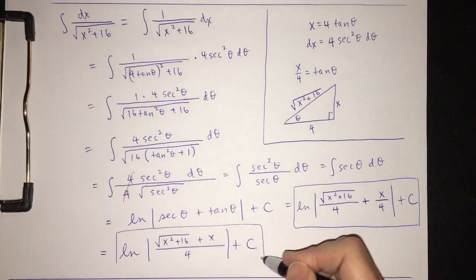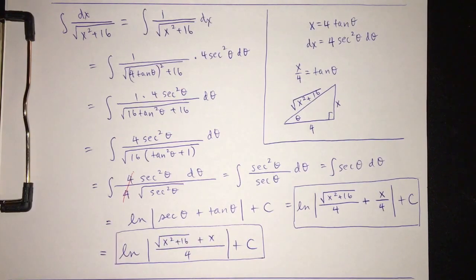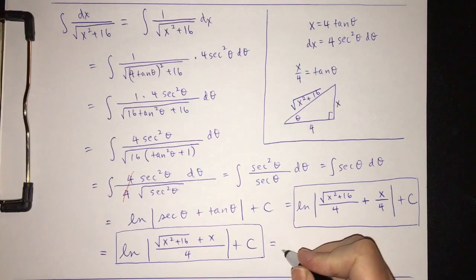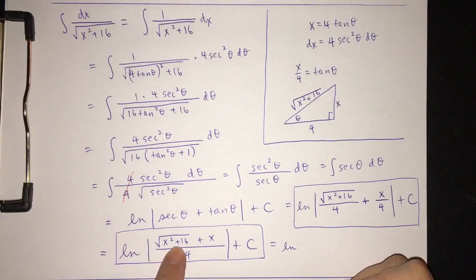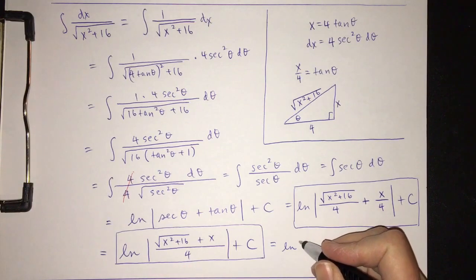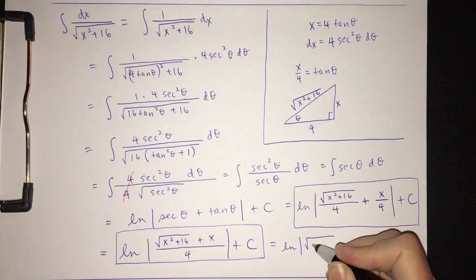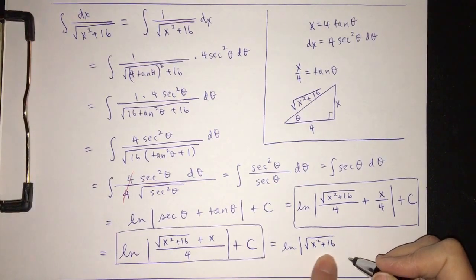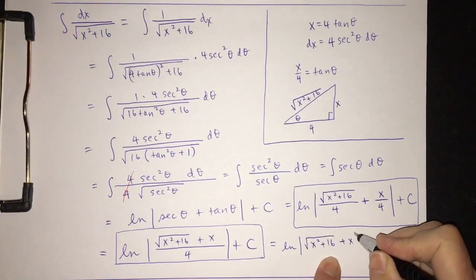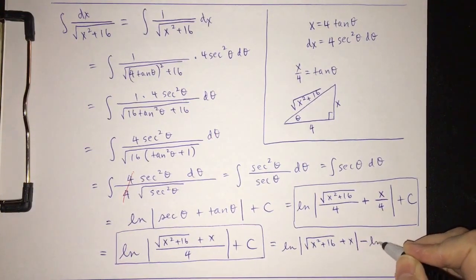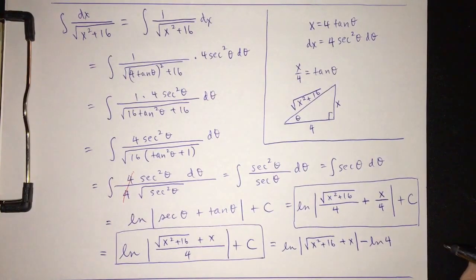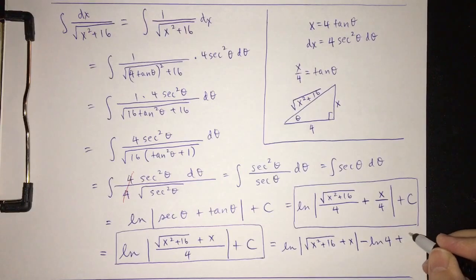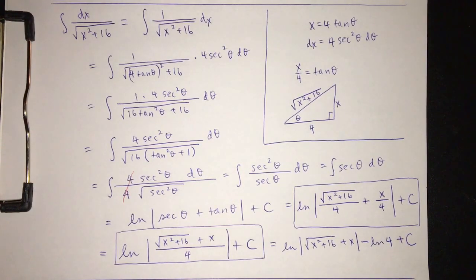You can simplify this a little bit more. You can use the properties of logarithms that you learned back in an algebra class. I have the natural log of some expression divided by 4. I can write this as 2 logarithms and subtract them. So I'll have the natural log of the absolute value of the square root of x squared plus 16 plus x, close the absolute value sign, minus the natural log of 4. And since 4 is always positive, I don't need to put on the absolute value sign there, plus c.